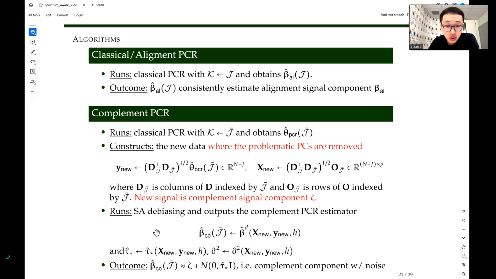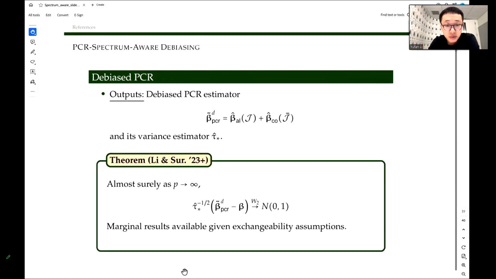And then you can run the spectrum-aware debiasing for this new data and recover a debiased estimator of the lost signal zeta. And you can put them back together to form a new debiased estimator. And you have the normality guarantee as before.